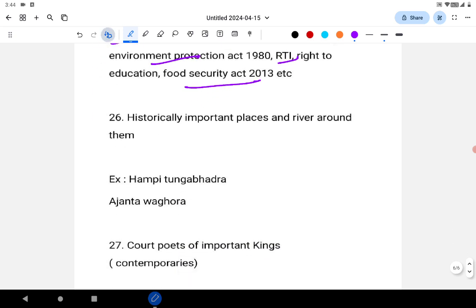Next, important historical places and the rivers around them. They've asked Hampi, Tungabhadra, Ajanta, Waghora River, Ajanta Caves. So try to know important places.